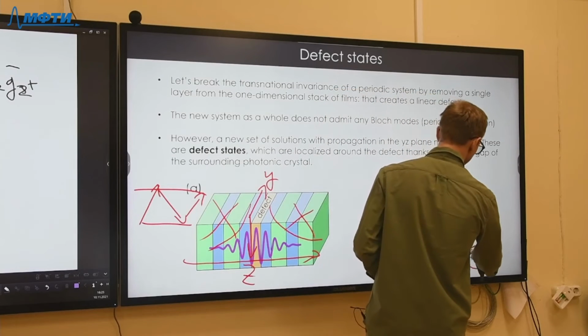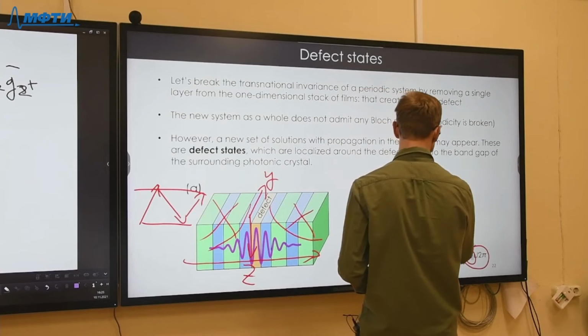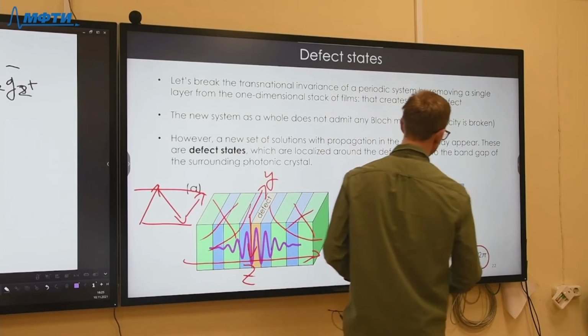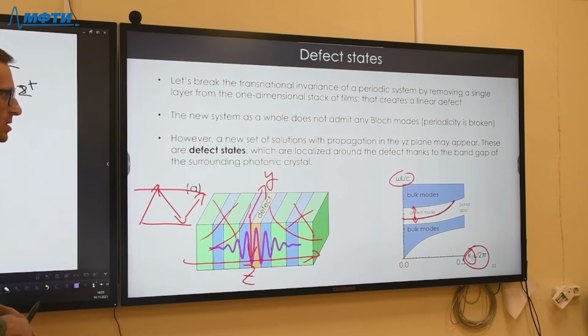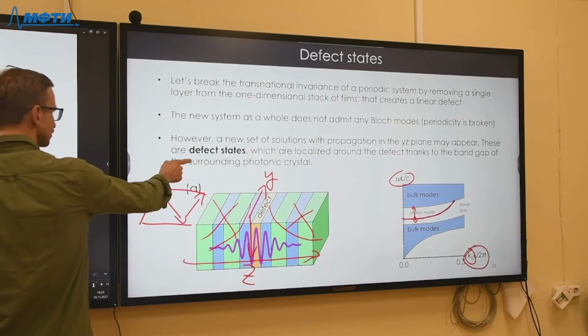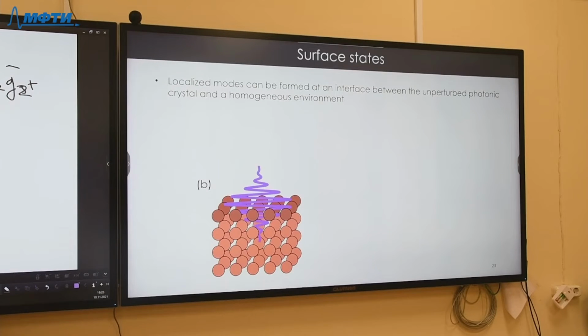And as we vary the in-plane momentum, the frequency of this defect mode will vary, and we can obtain some line that describes the dispersion of that defect mode. Or we can take a different strategy, and instead of removing or perturbing a single layer, we can remove half of the photonic crystal. We can make it only semi-infinite, and that will give us a surface layer.